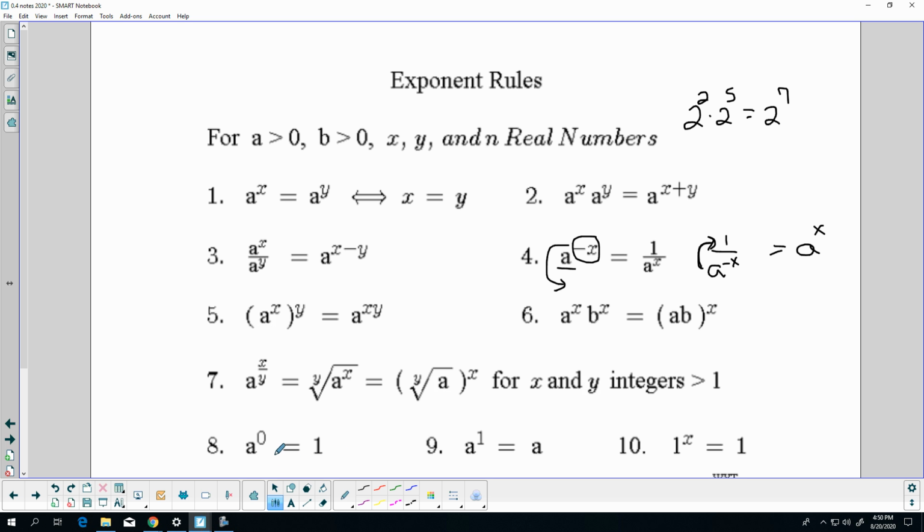On 8, anything to the 0 power is 1. On number 9, anything raised to the first power doesn't change its value. And for the 10th rule, 1 to any power is always going to be 1. These rules are going to be super important. Make those your friend.